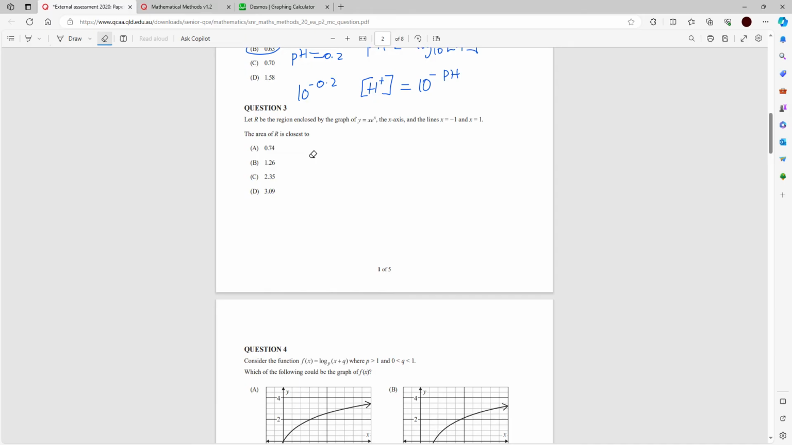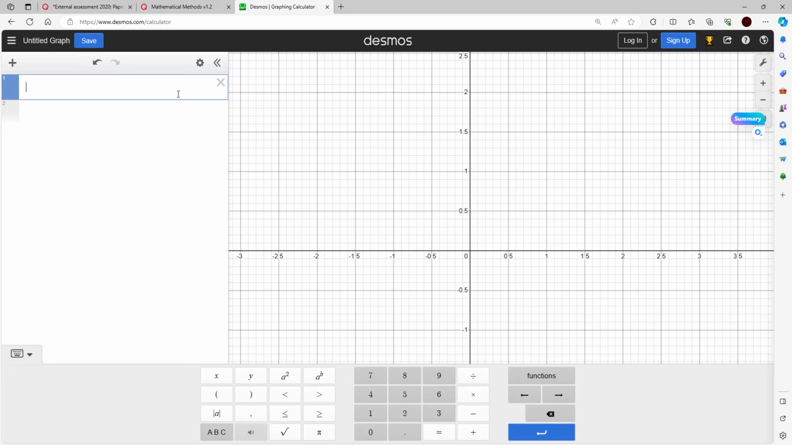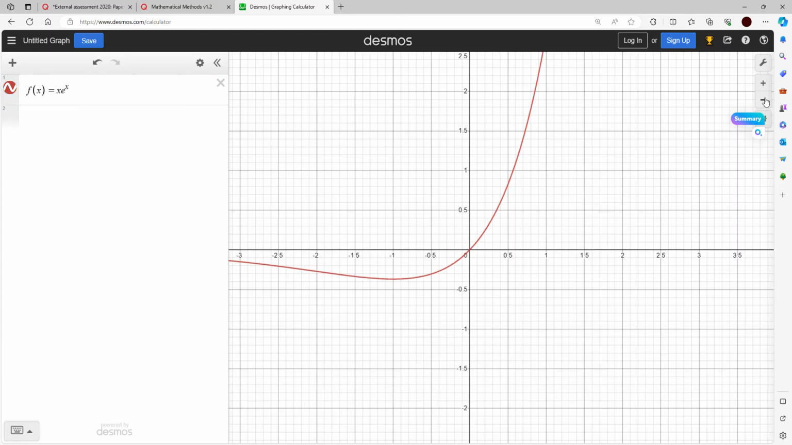Let R be the region enclosed by the graph y equals x times e to the negative x, the x-axis, and the lines x equals negative 1 and 1, okay? So, pretty much what that means is, if we just graph our function, let's go on to Desmos so you can see this in a better way. So we'll go f of x equals x e to the negative x. This is pretty much our function at the moment.